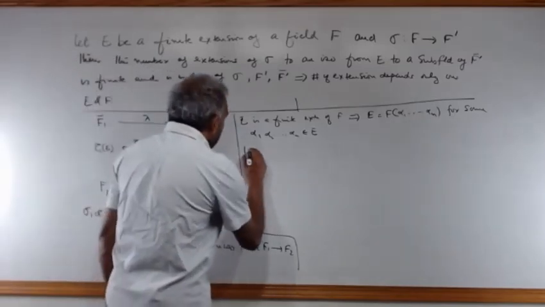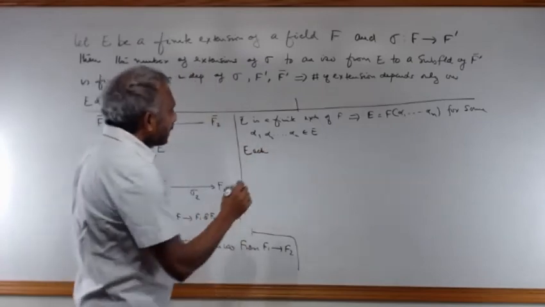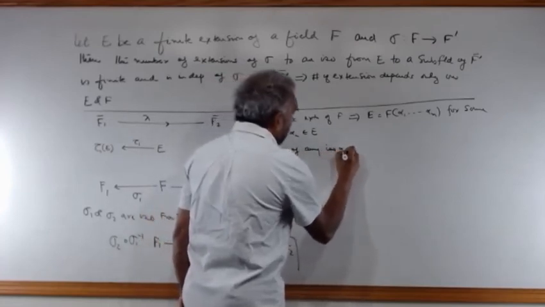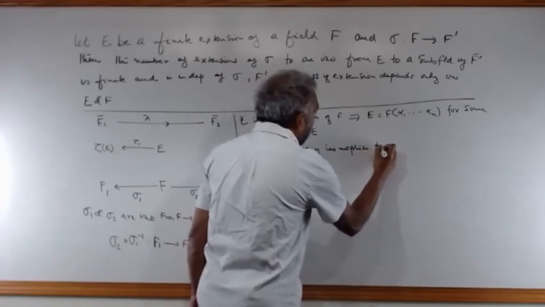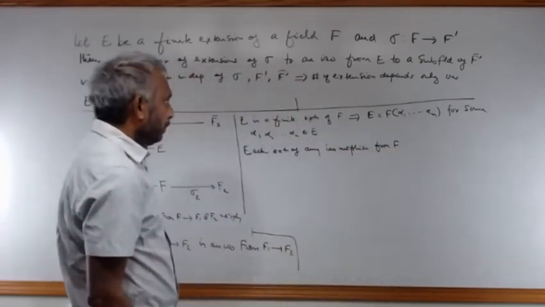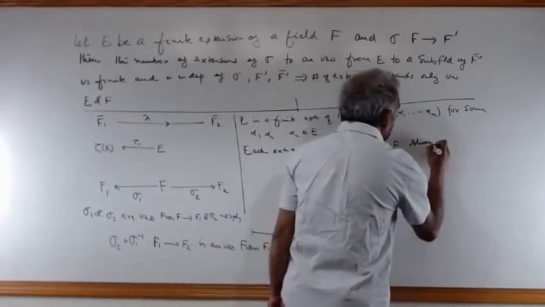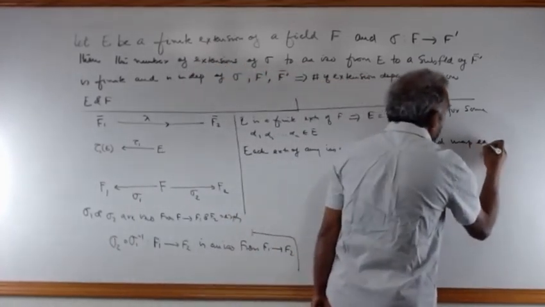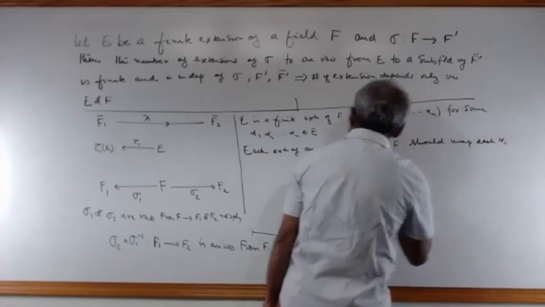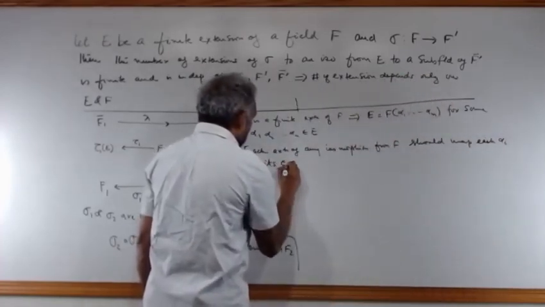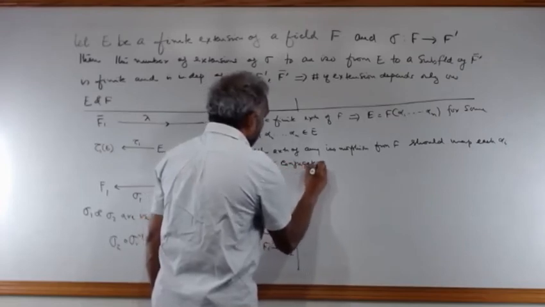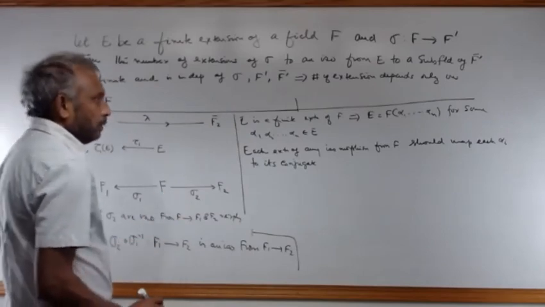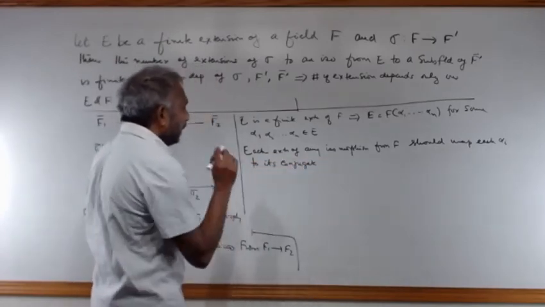So each extension of any isomorphism from F should map each alpha i to its conjugate. Because otherwise it won't be an isomorphism. Any extension. Okay. Now let us see, these alpha 1, alpha 2, ..., alpha n are algebraic over F.